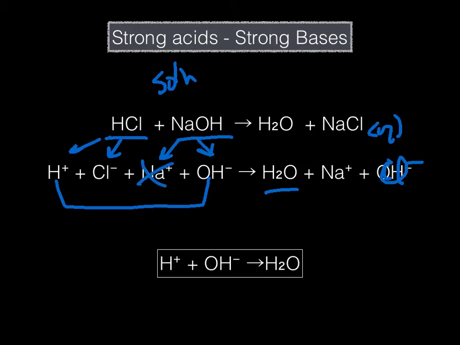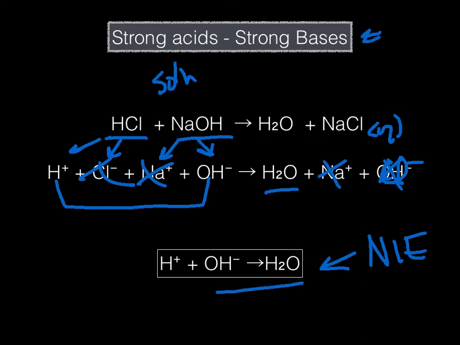Notice the spectators. The sodium ion doesn't change, the chloride ion doesn't change. So here's the deal. The NIE for strong acids and strong bases, no matter what the strong acid, strong base, is always written like this. Whatever's with the hydrogen ion and whatever's with the hydroxide ions ends up being spectators, and you get hydrogen ion plus the hydroxide ion going to water every time for a strong acid, strong base.